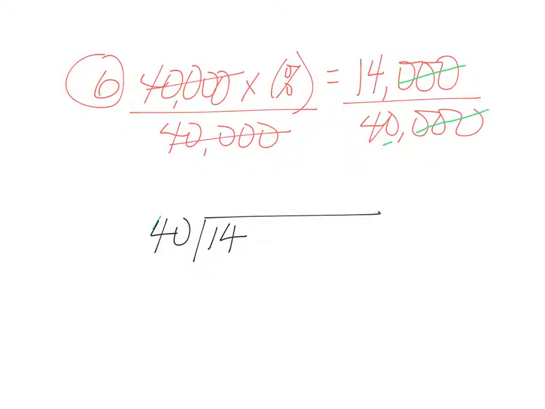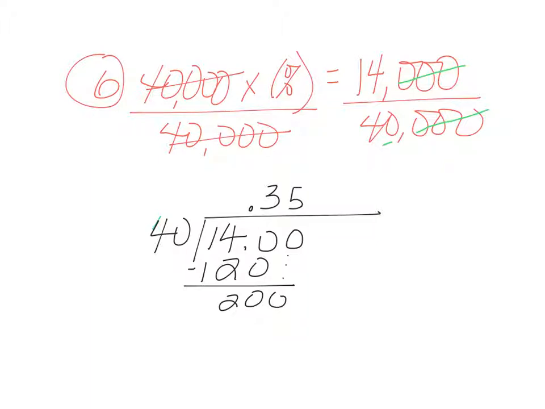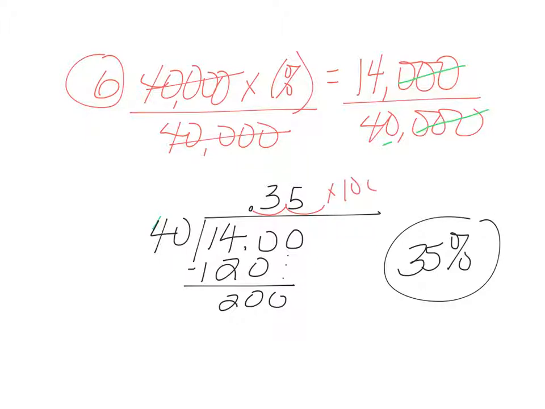So 40 goes into 14. So here's my decimal, bring it up, add a 0. 40 goes into 143 times. 3 times 40 is 120. Subtract, I get 20, add a 0, bring it down. 40 goes into 200 5 times easily. And so my answer here, to put it in a percentage, is going to be 35%. So again, I move my decimal once, twice to get 35%, or multiply it by 100. Either way works for percentages.